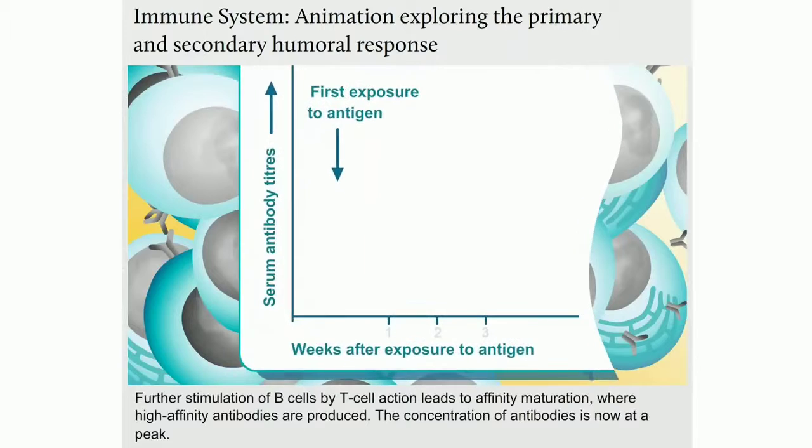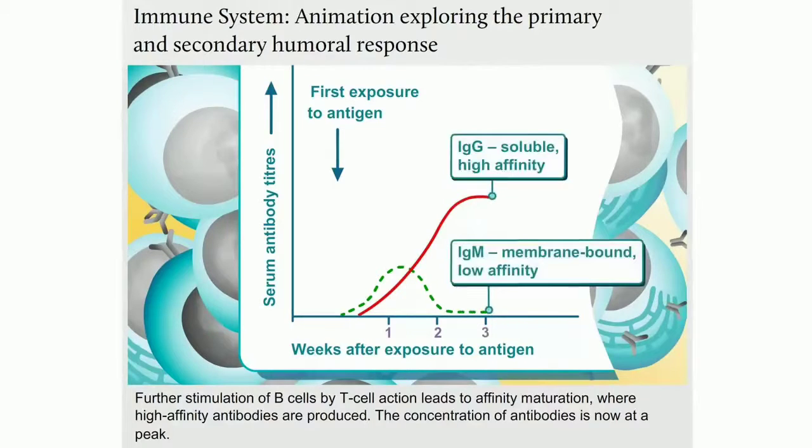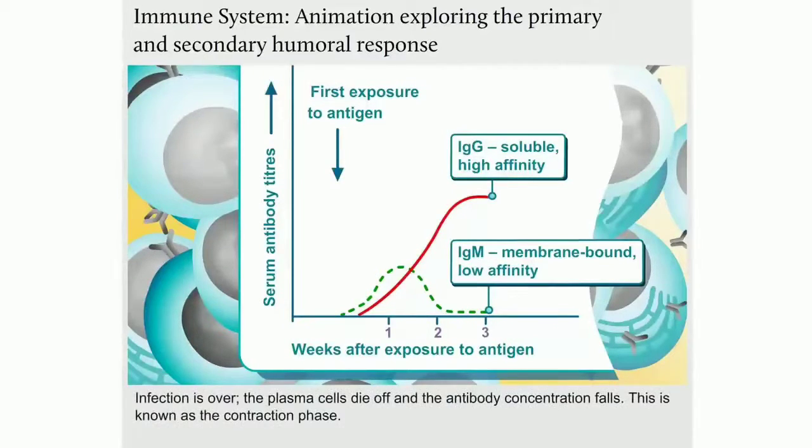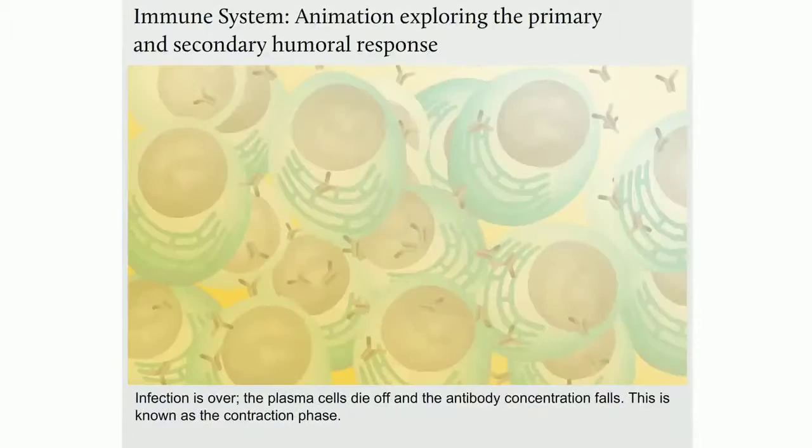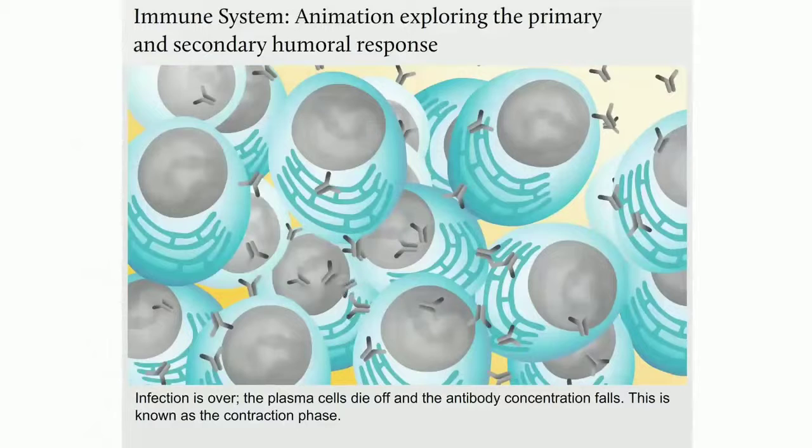Further stimulation of B cells by T cell action leads to affinity maturation, where high-affinity antibodies are produced. The concentration of antibodies is now at a peak. Infection is over. The plasma cells die off and the antibody concentration falls. This is known as the contraction phase.